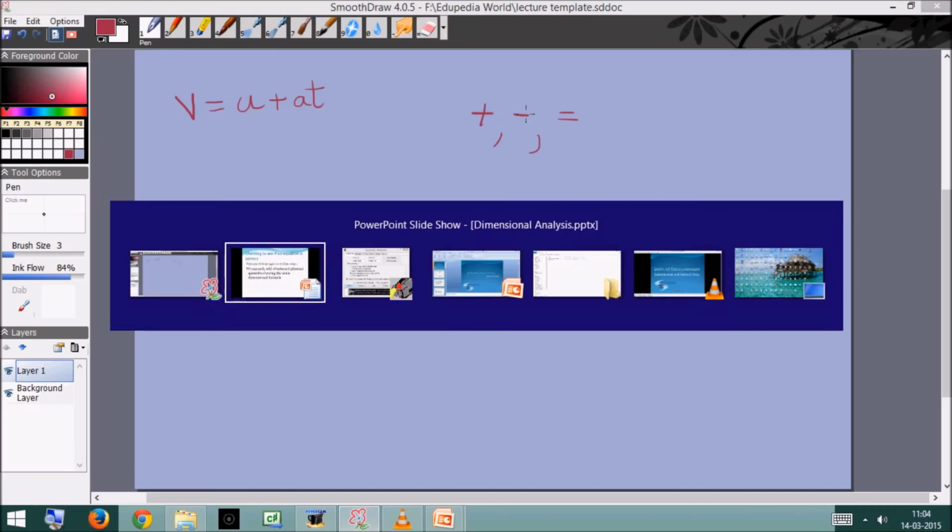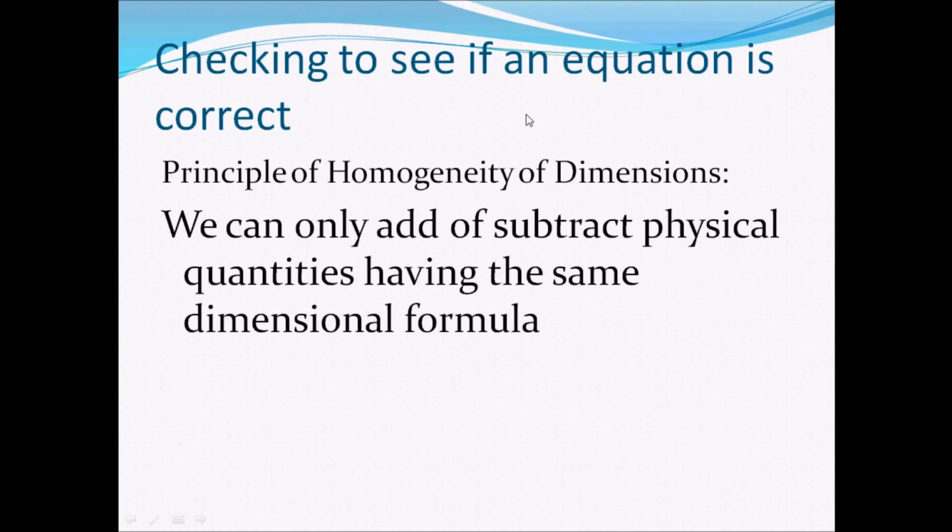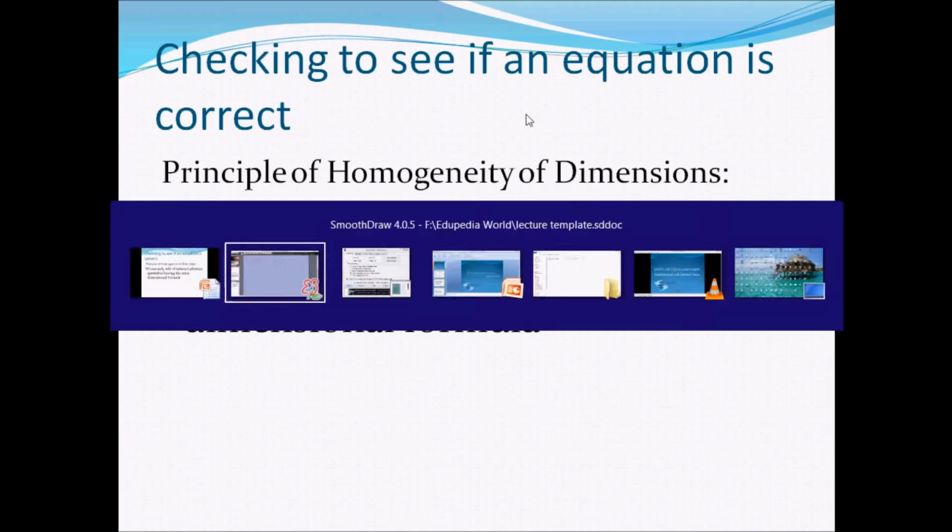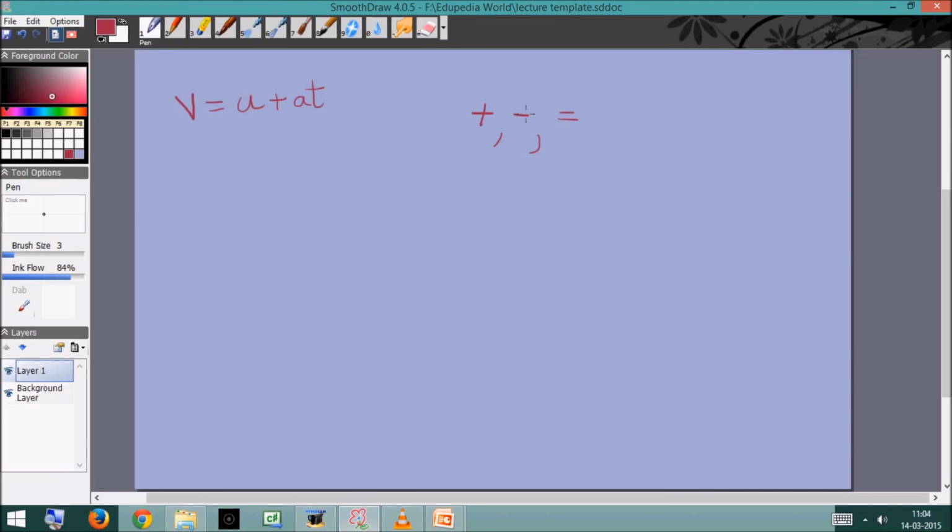And the principle of homogeneity of dimensions is: we can only add or subtract physical quantities having the same dimensional formula. What that means is, we can only add V to V. We can only add a speed to another speed. We cannot add a force to a speed. We cannot add a temperature to a time. 2 seconds plus 5 degrees centigrade does not make any sense. So we can always add or subtract the same physical quantities. If we are not adding or subtracting the same physical quantities, we can be sure that the equation is wrong.